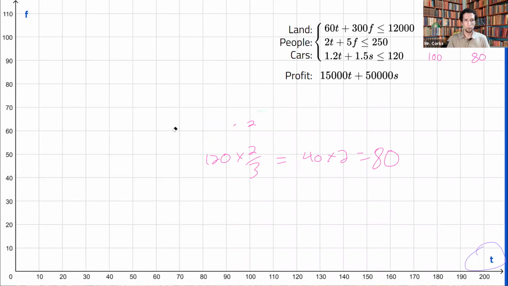Let's put that stuff on our graph, and then we will look at the objective function afterward. I'm going to look ahead of my slide just to do everything in the same colors I had before. All right, so we'll do land in red and people in blue and cars in purple.